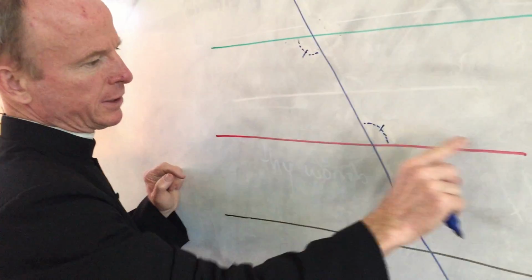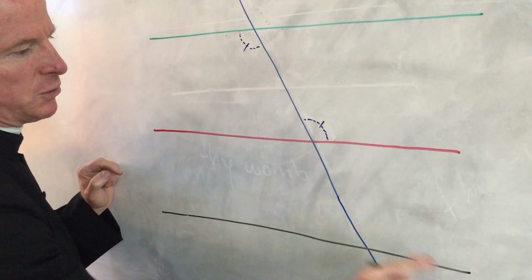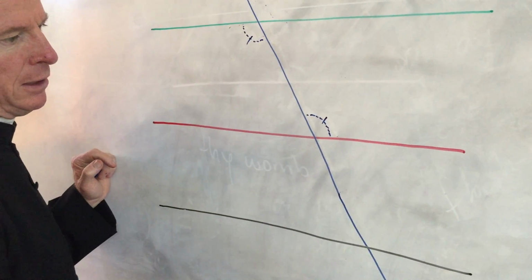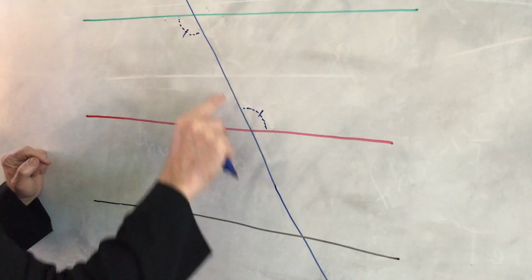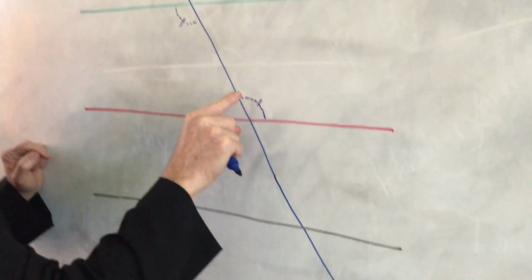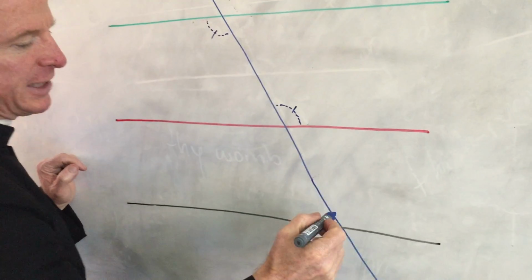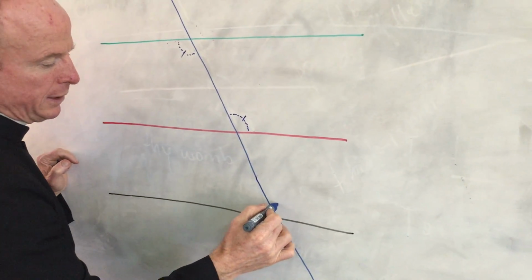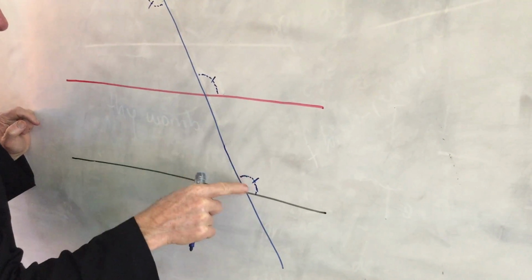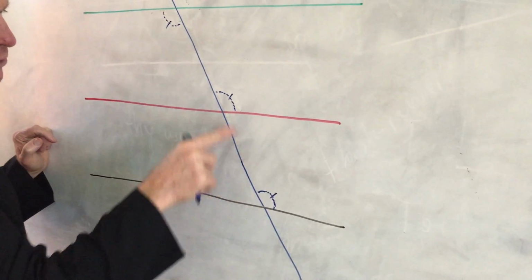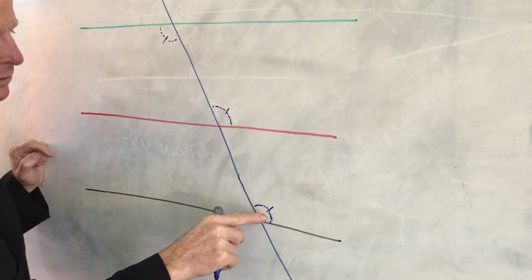Okay, now let's look at these two lines. Remember, it was given that this one is also parallel with this one. We know from Proposition 29 that if there be two lines parallel with each other and another line falling upon them, the exterior angle will be equal to the opposite and interior angle. Okay, so this is equal to this.